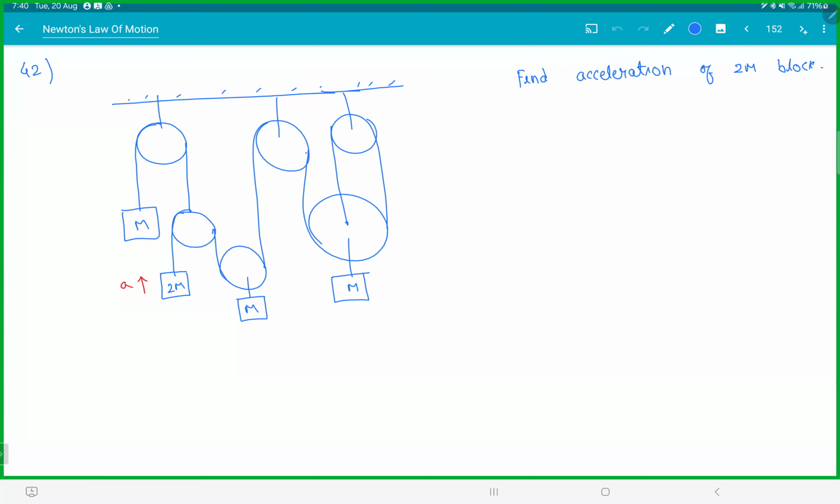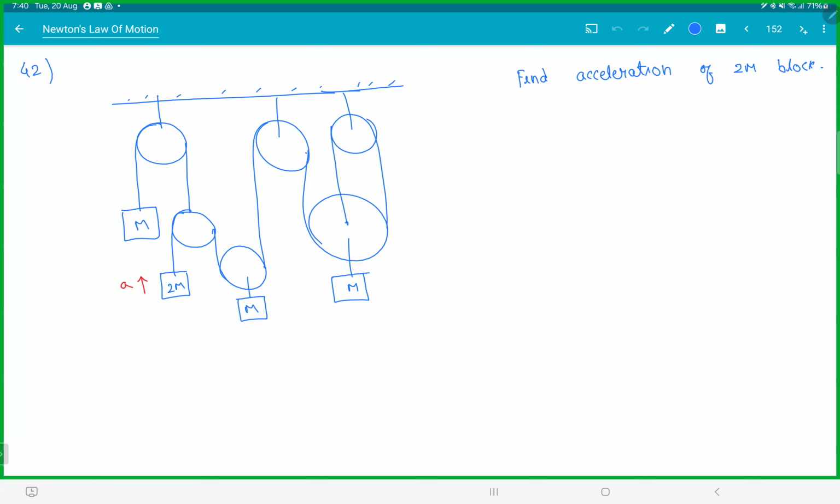2 times 9g upwards. Okay, let's see. I don't know the answer. So let's start from here. Let this be tension T. If this is T, this is T, this is T, so this guy will be 2T. This guy will be 3T. This will be 2T.